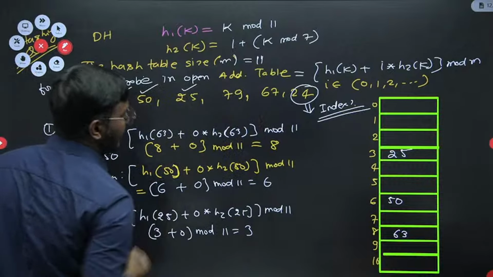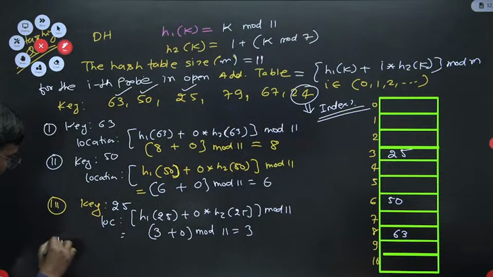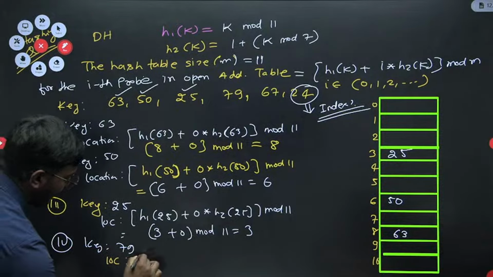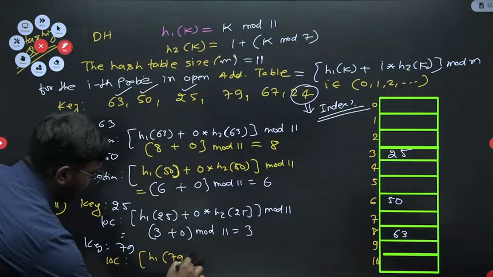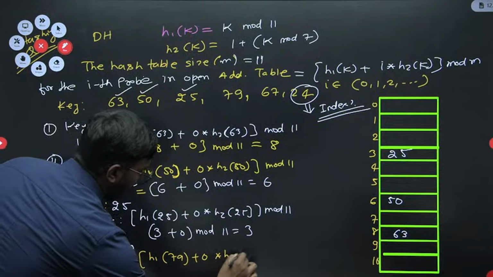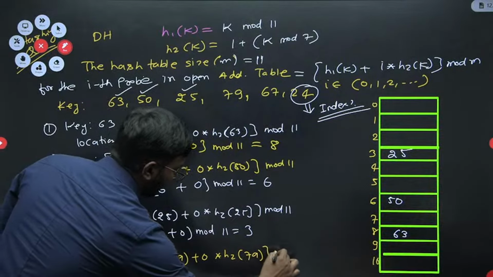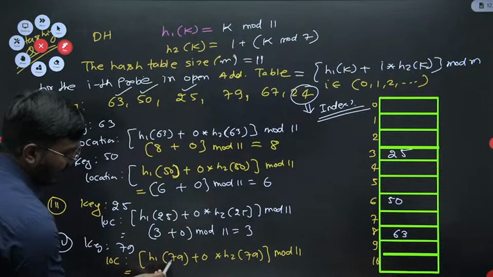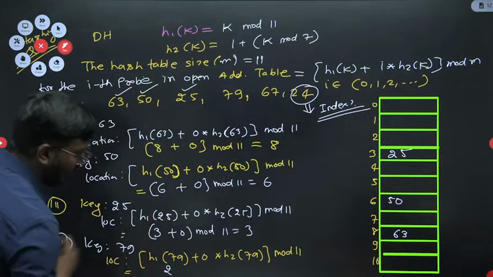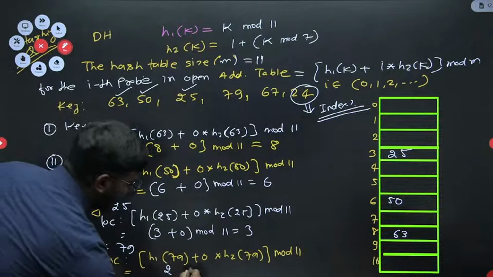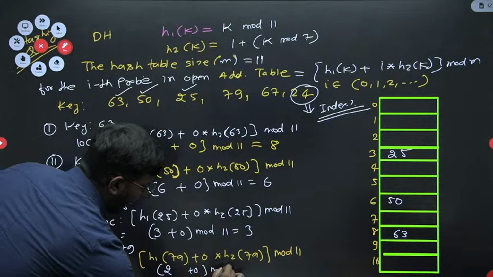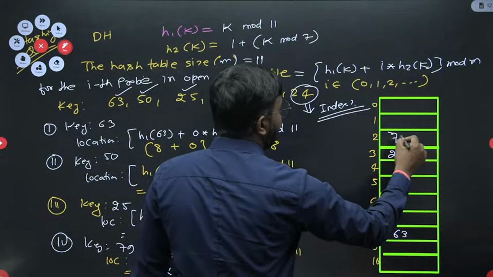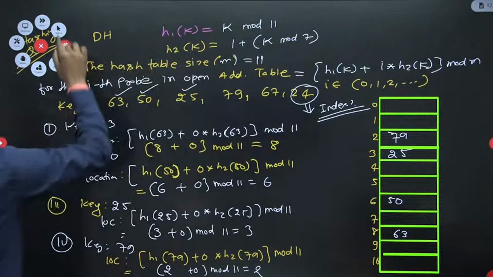Then 79. Insert one more key, 79. The location will be h1 of 79 plus 0 times h2 of 79, mod of 11. Here 77 goes in, and the remainder will be 2. So 2 plus 0, mod of 11 is 2. The empty location is 2 only, so insert 79 here. Very good. Let me quickly compress this data.